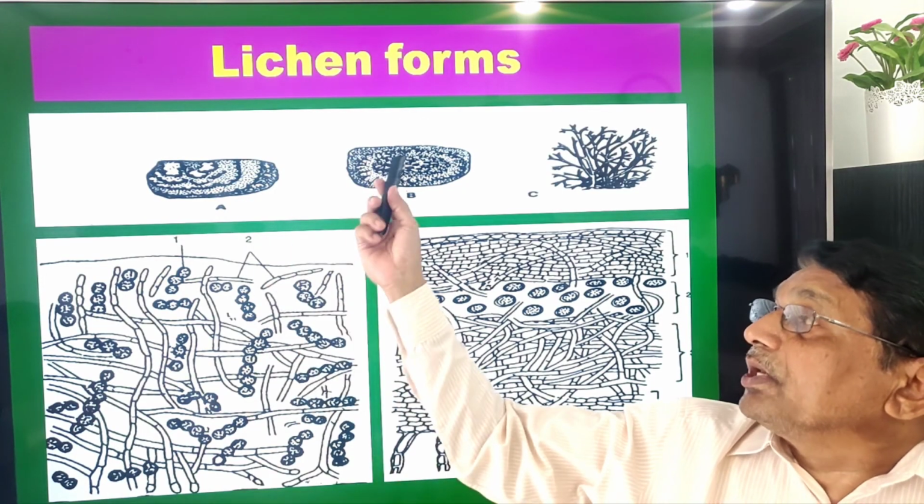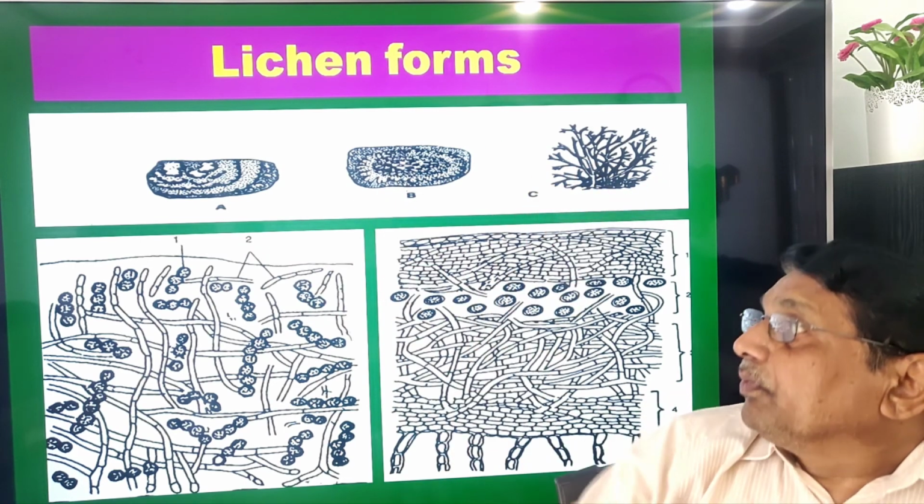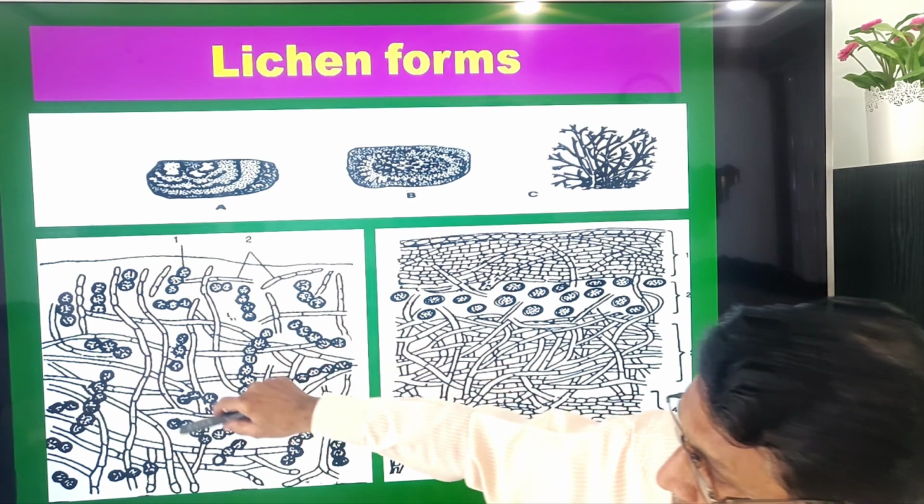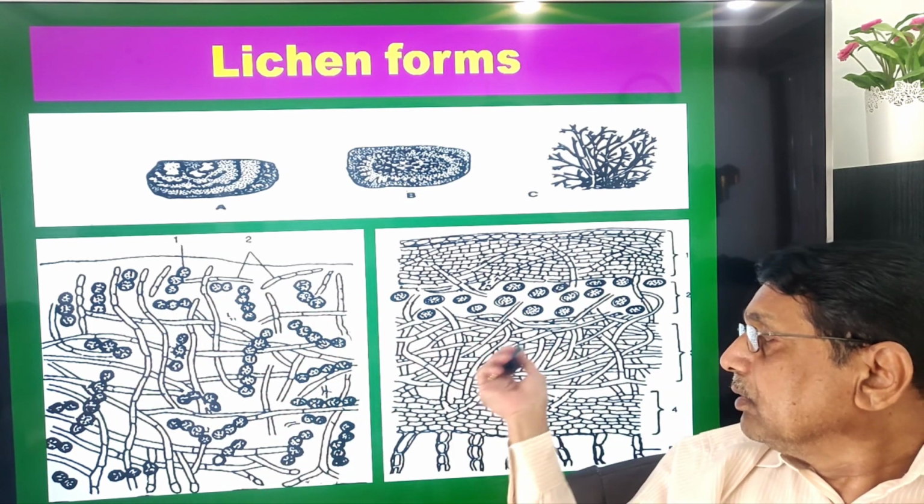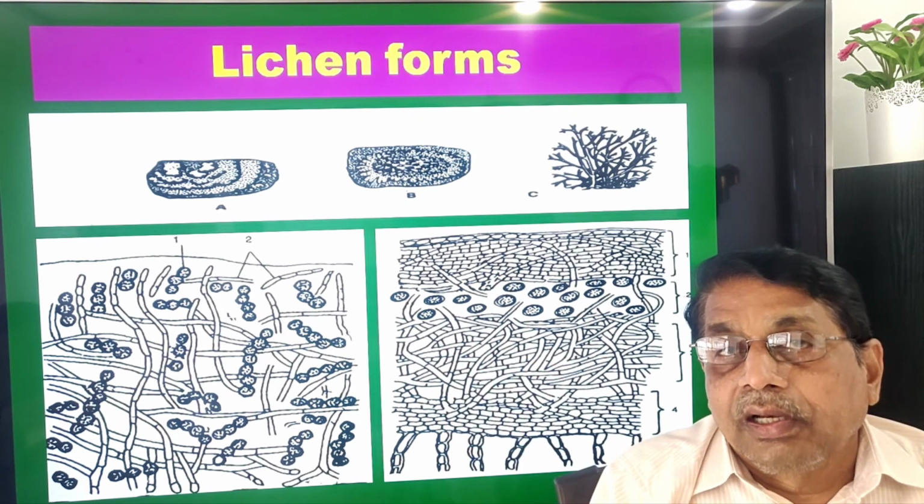So these are various types of lichens. Crustose lichens, fruticose lichens. Internal structure: these are fungal spores and fungal filaments. So this is again the internal structure, a cross section of a lichen.